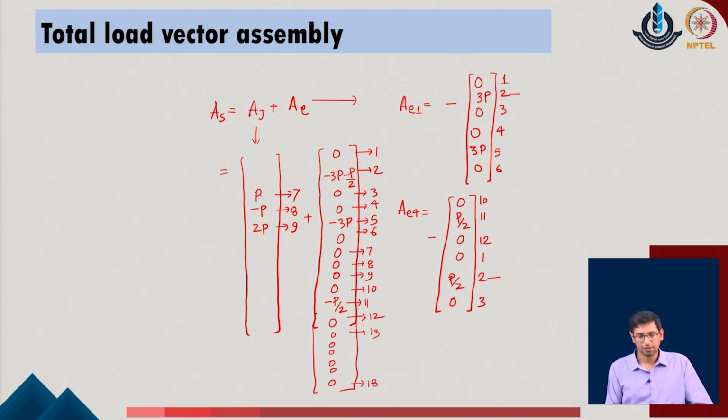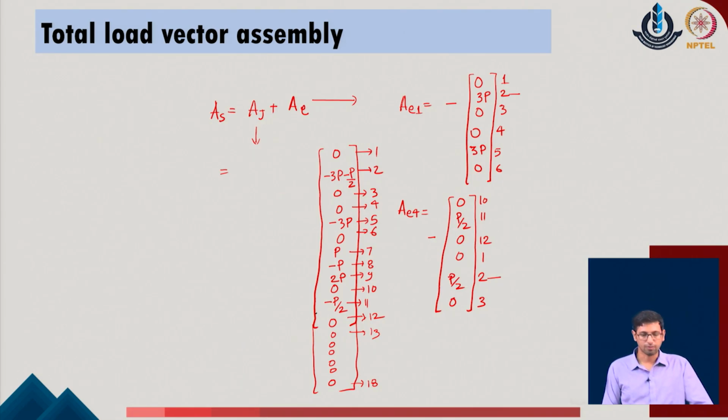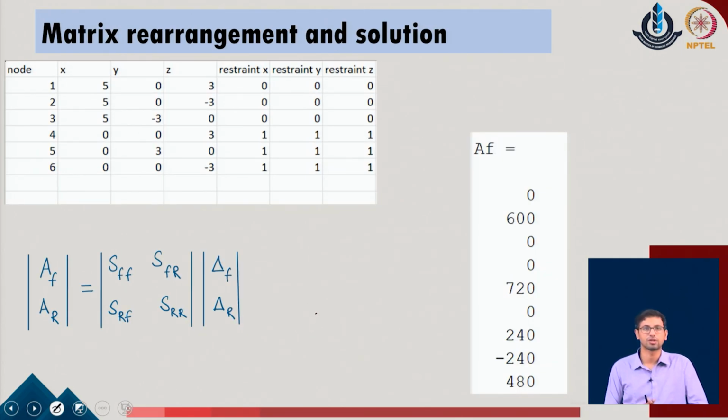So, if I just add these two components in the given system only at the position of the p, I get this value as p, minus p and 2p in the given system, and this becomes the overall load vector of the given system. So, once we have got this load vector, I can now go with the idea of the rearrangement.